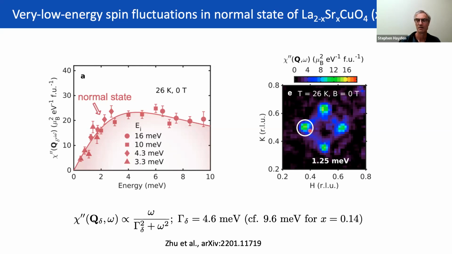So we're sitting on the top of the peak, and what we find is that the energy scale has dropped down to about 4.6 millivolts. Oh, it's written here actually, compared with 9.6 for the other sample, which is well studied. So this means there's a low energy scale in the normal state. And interestingly, the energy scale is about 2 times the temperature, if the temperature is 26K. So sort of Planckian, I guess, but within a factor of 2.